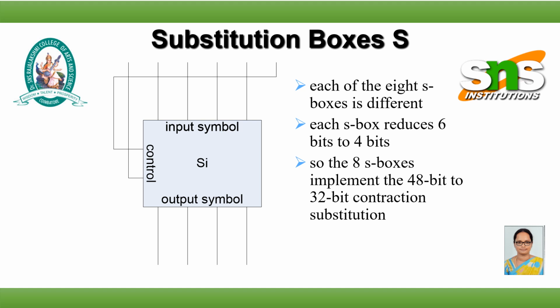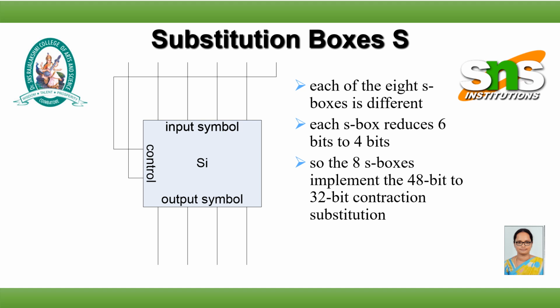Each of the 8 S-boxes is different. We don't have the same value; all 8 are different. Each S-box reduces 6 bits to 4 bits. So we are reducing 6 to 4. The 8 S-boxes implement the 48-bit to 32-bit contraction substitution.